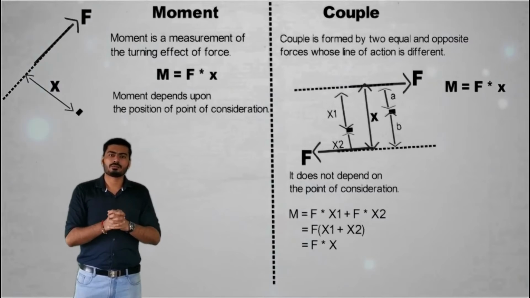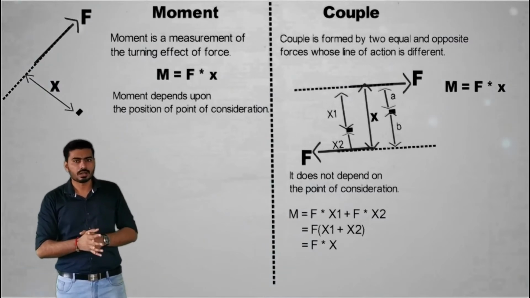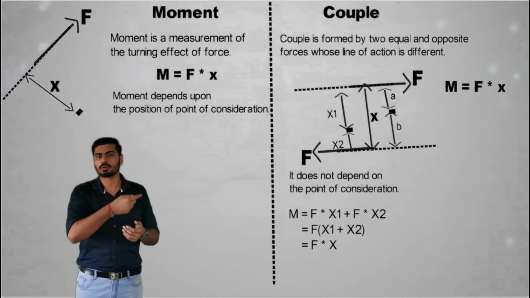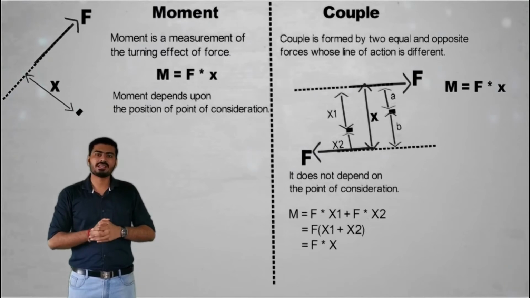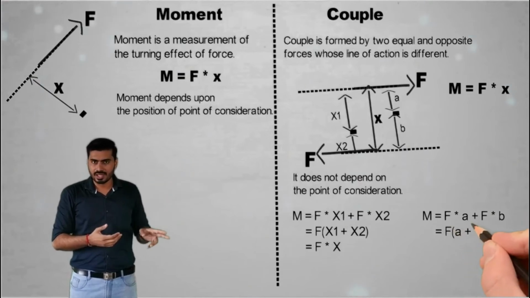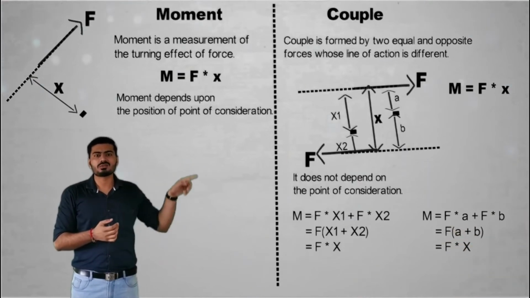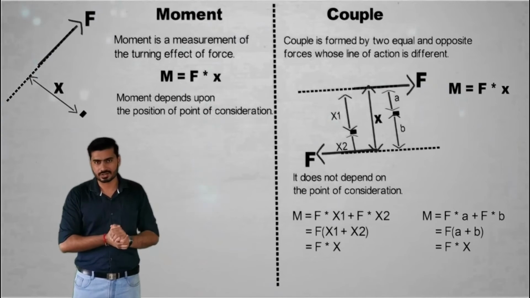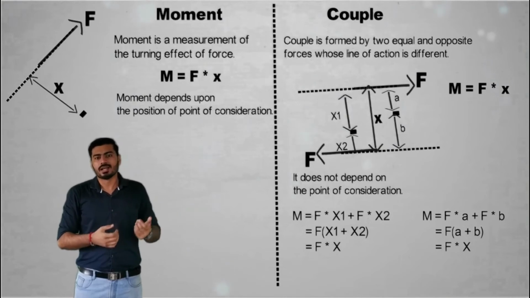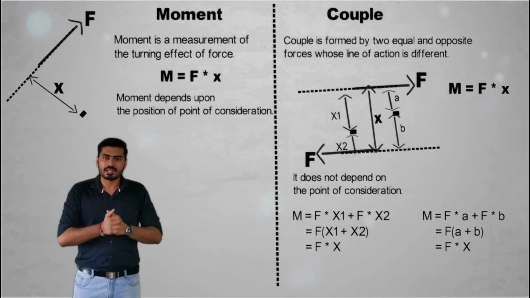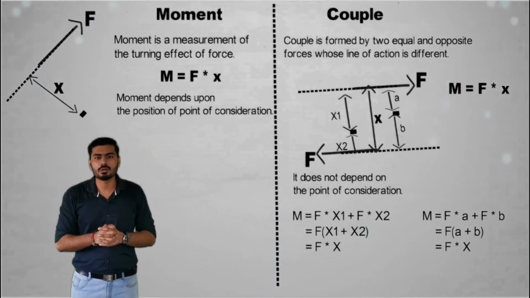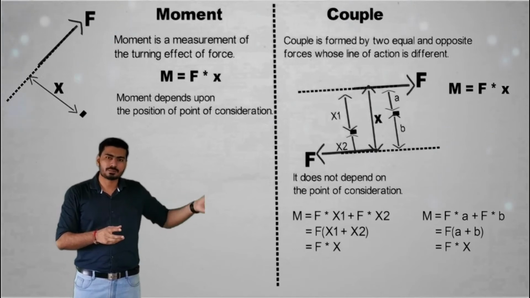So for the second time we will apply the same method, that is the moment of the upper force. The upper force is trying to rotate it in the clockwise direction, and if we apply the equation of moment, that is F into A, plus the lower force is also trying to rotate it in the anti-clockwise direction, and that's why we calculate the moment of the lower force as F into B. Again, the force F is common here, so we can take it out as common, and the rest of the equation will look like F into (A plus B).